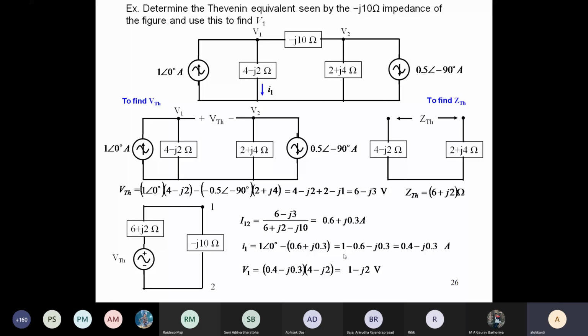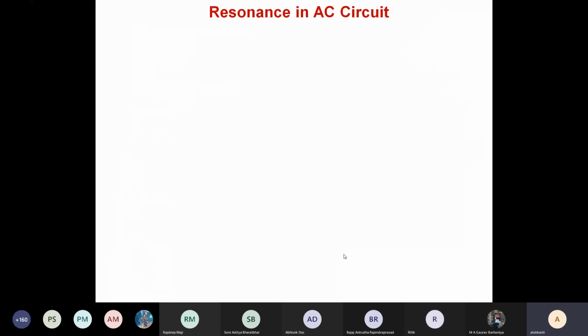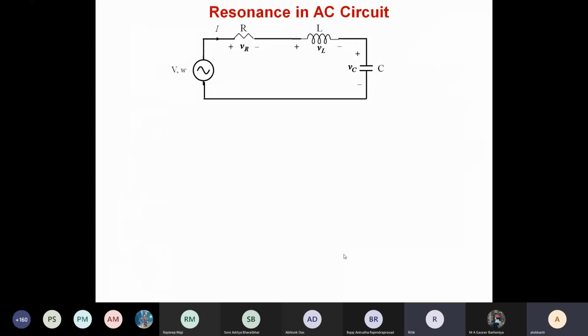Okay, so we have practiced some 4-5 numericals on AC circuits. So we will do something else today. There is a phenomenon called resonance which is observed in AC circuits. Here what we have is basically an RLC circuit in the form of a series. There is a series RLC circuit supplied by an alternating source.